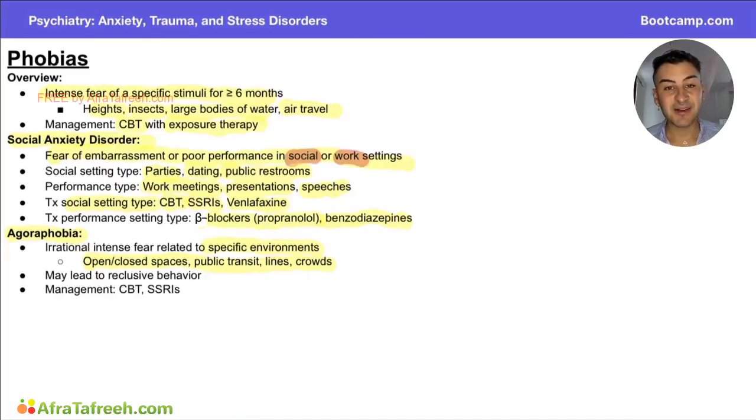So what's going to happen here is this is actually going to lead people to reclusive behavior. They're usually going to stay at home in order to avoid symptoms that are triggered by the environments that they don't like. So our treatment here is going to be cognitive behavioral therapy and SSRIs.